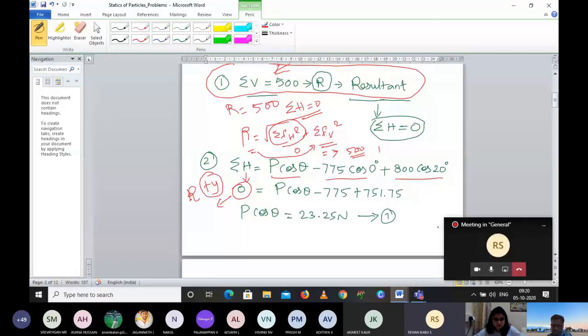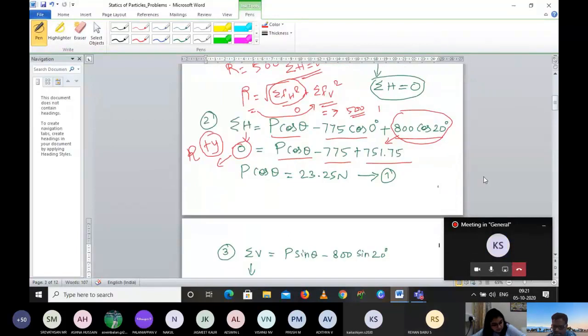So next one, once you are clear about this particular equation, then substitute P cos theta minus 775 and 751. This is 800 cos 20, which will give 751.75. If I made any mistake, you can correct me. Okay, listen others. P cos theta, so you will get one equation. Please take a note of it. This is the relation. P cos theta is equal to 1.